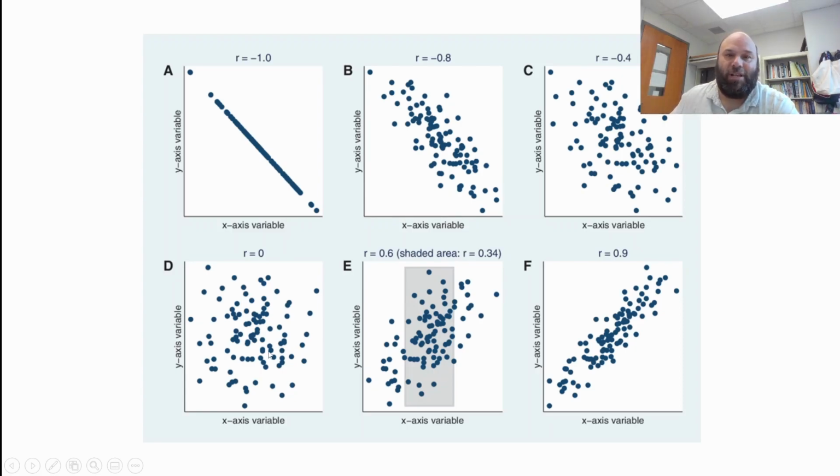R equals 0, a 0 correlation coefficient means it's all over the place, no relationship one way or the other. And now we increase to R equals 0.6. That's quite a bit stronger, actually. It's definitely stronger than 0.4. You can see in panel E here that there's an increasing trend. Ignore the shaded area. The shaded area is what happens if you restrict your data, and we're not going there. And R equals 0.9, you can see this is a very strong correlation, right? Very strongly increasing as we go to the right. Not a whole lot of deviation from a line.